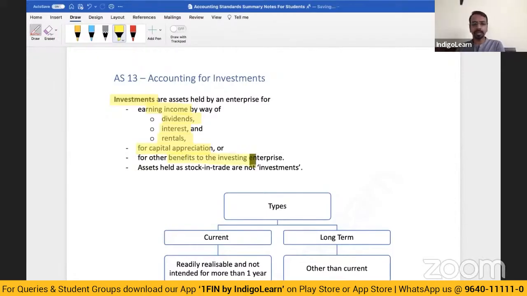So some other benefits, may not be capital appreciation, maybe some other benefits for the investing enterprise, which is investing. Assets held as stock in trade are not investments. So what is the meaning of this? Say there is a builder. The builder has a lot of buildings, but those buildings are inventory. When those buildings are inventory, can I classify them as investment as per AS 13? No, I cannot classify them, right? They would not be investment because they are inventories.